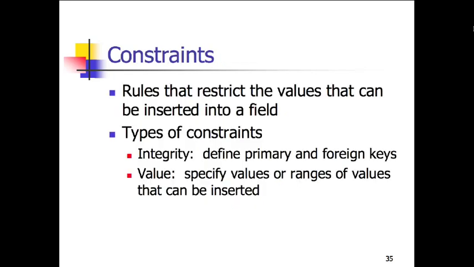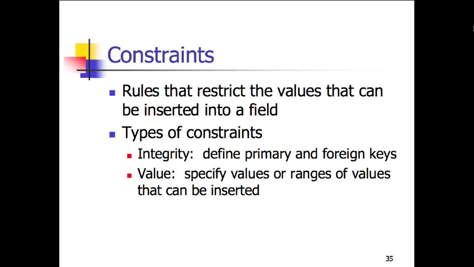We can add some constraints to it. Those are the rules, as I mentioned before, that restrict the values that can be inserted. If we put constraints on the table, we make sure we get values inserted in the correct format, the correct type. The types of constraints can be integrity or value. We can tell the database we want an M or an F. We want a date. We want a string.